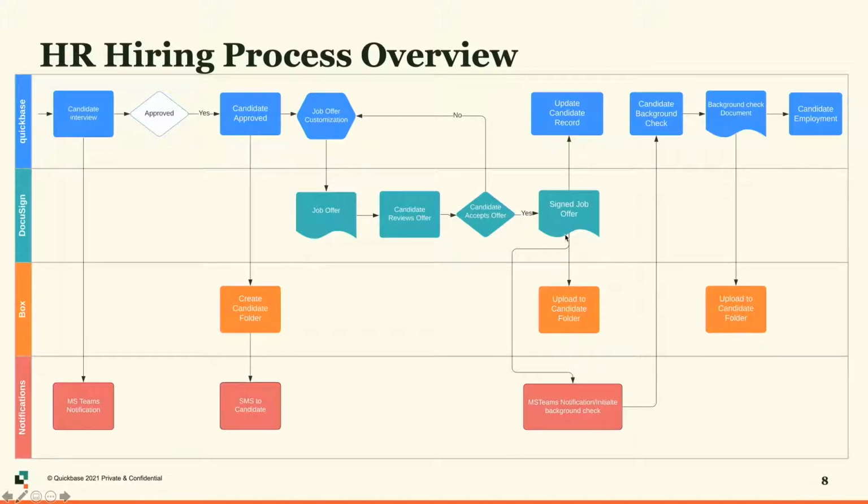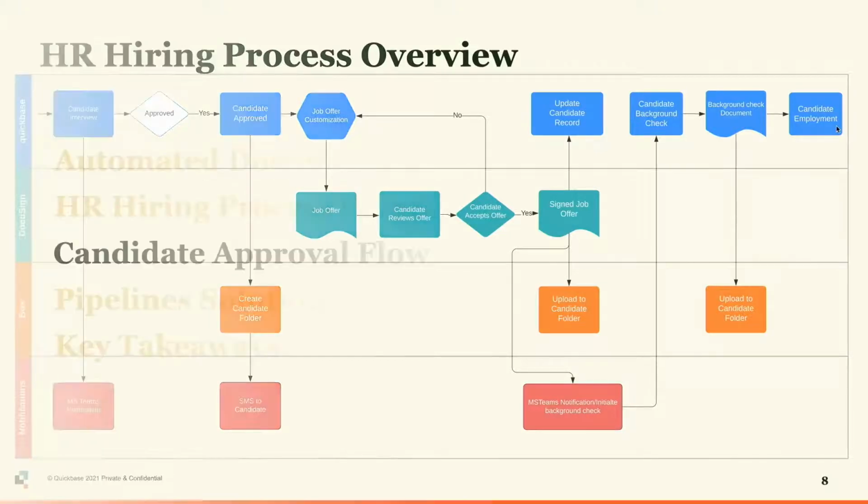Whenever we have the ready signed document, we store it in our Box folder, upload a link to it in the candidate record, again sending notifications, triggering a background check process that is, in our case, being performed by an external organization who have access only to our Quickbase. That's where they upload the document when ready. We make sure it's synced to the folder in Box and proceed with the candidate employment.